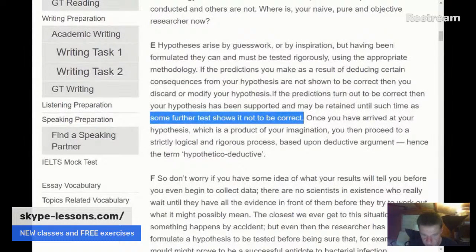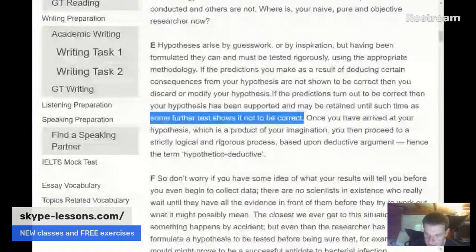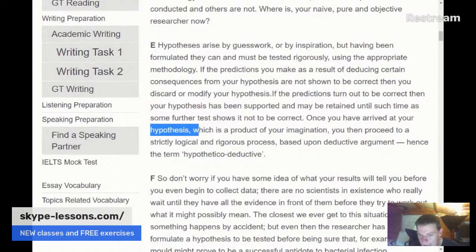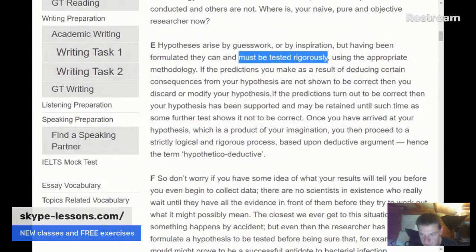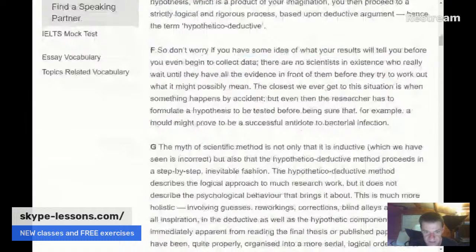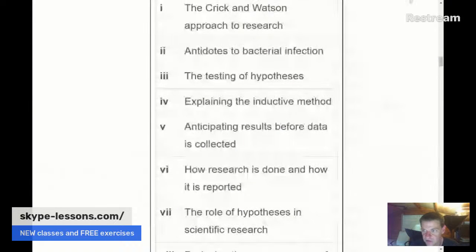Once you have arrived at your hypothesis, which is a product of your imagination, you then proceed to a strictly logical and rigorous process based upon deductive argument, hence the term hypothetico-deductive. So it's certainly talking about the hypothesis and how it must be tested rigorously. This seems to be the main idea that I can see as I just look at this.